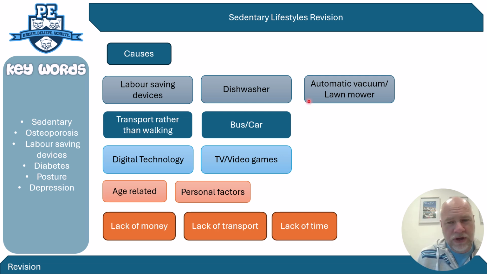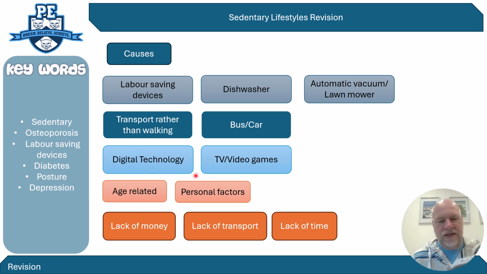So just remember that word, labour-saving devices, and an example of at least one. Now, transport has changed. Obviously, we used to walk, and then we started to cycle everywhere. But now, buses and cars are taking the place of walking. So you're not burning calories while you're walking. You're not moving around as much. You're sitting in a car, and therefore you are not being as physically active.